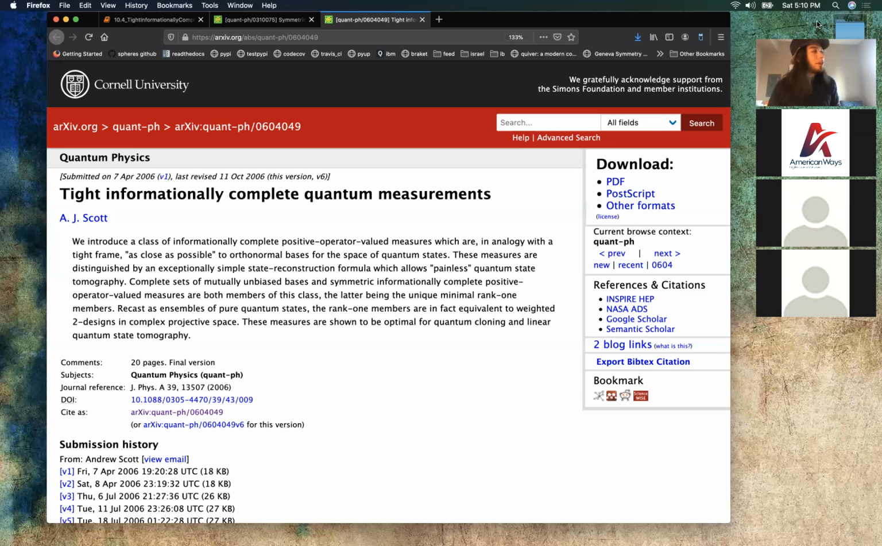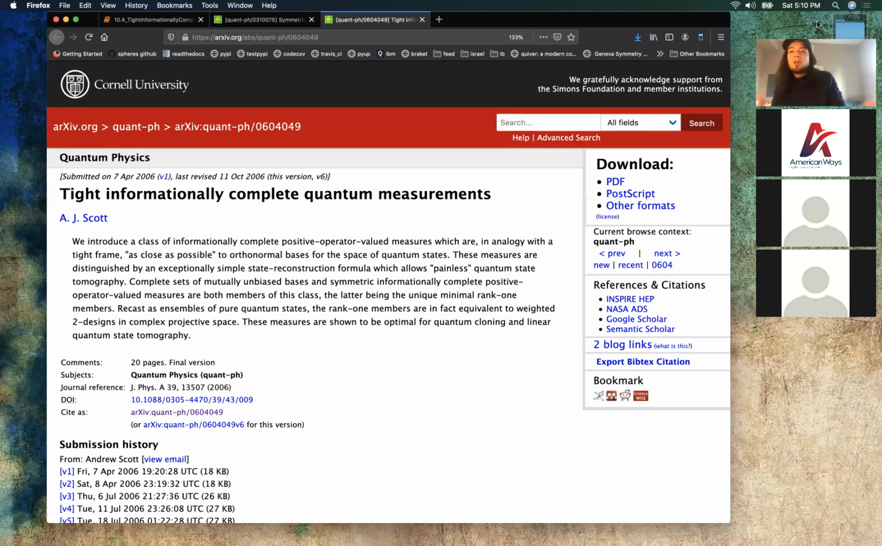Yeah, I mean, you're right. The physical problem, which is at the heart of this, is doing state reconstruction, right? You have some unknown quantum state and you want to know what it is. And so what are the simplest, most efficient set of measurements that you can do to figure out what state you're dealing with?